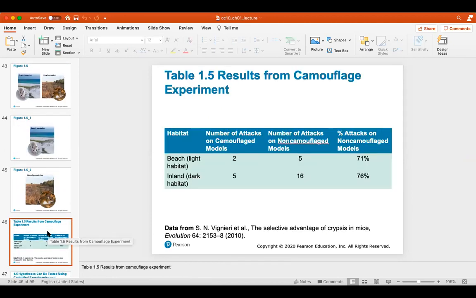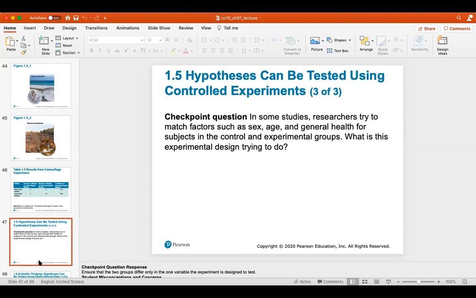The results from the camouflage experiment: the number of attacks on camouflaged models and the number of attacks on non-camouflaged models. So what this just means is a mouse that was not able to camouflage, or was taken out of its native habitat, had much higher attacks because predators would just be more easily able to spot it. So that's just an example of the scientific method.